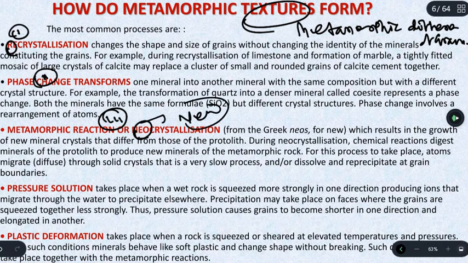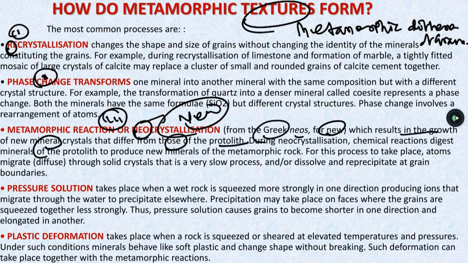New, right? It is also written here. The Greek word neos means new, which results in growth of new mineral crystals that differ from those of the protolith. Right? Suppose calcite, जैसे जो ने example बताया, when calcite gets metamorphosed, it will form marble. ठीक है? In marble, the grains will recrystallize. That is called new crystallization, due to the growth of new mineral crystals that differ from the protolith. Clear or any doubt? Any doubt या फिर clear है?